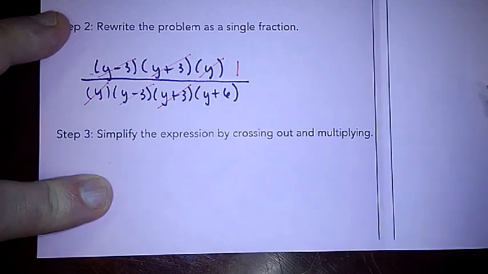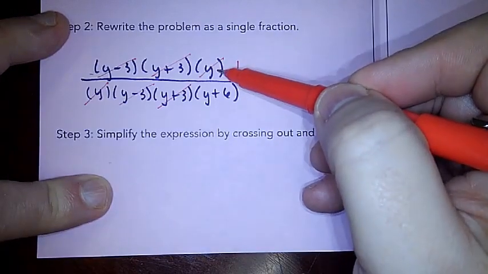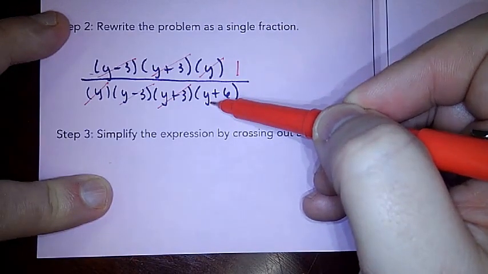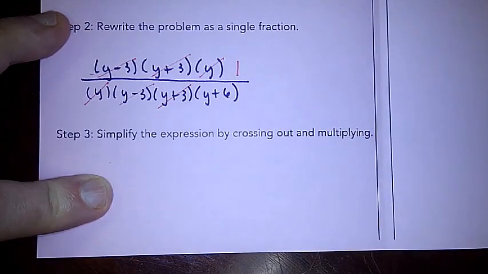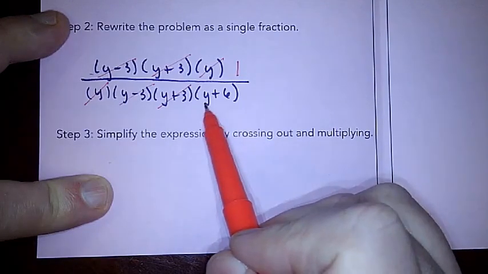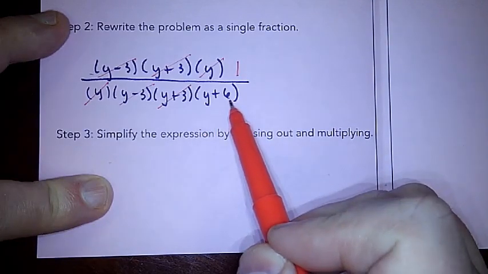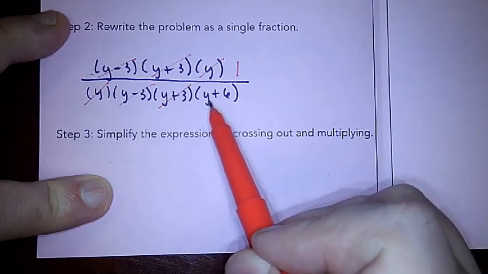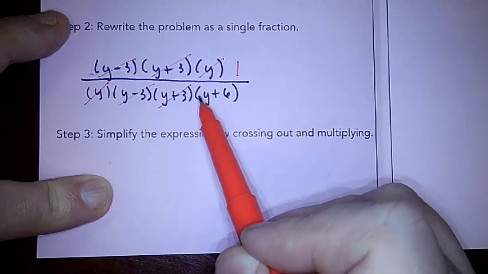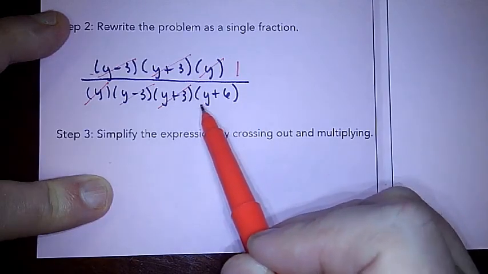Second, you may have been tempted to cancel this individual y with this y that is in the expression y plus 6. Understand that we can only cancel factors. We can only cancel things which are being multiplied. This y is being added to 6. That's not multiplication, meaning I could not cancel out this y individually. It's either the entire expression y plus 6 or nothing.